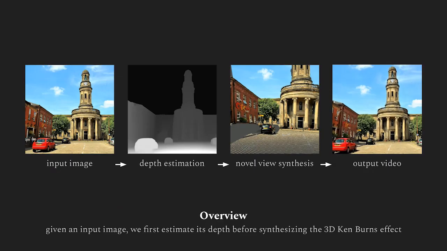To synthesize the 3D Ken Burns effect, our method first estimates the depth of the input image before employing novel view synthesis to generate the output video. While recent methods for monocular depth estimation have shown good performance in public benchmarks, we have identified major issues when using them to produce high-quality view synthesis results.